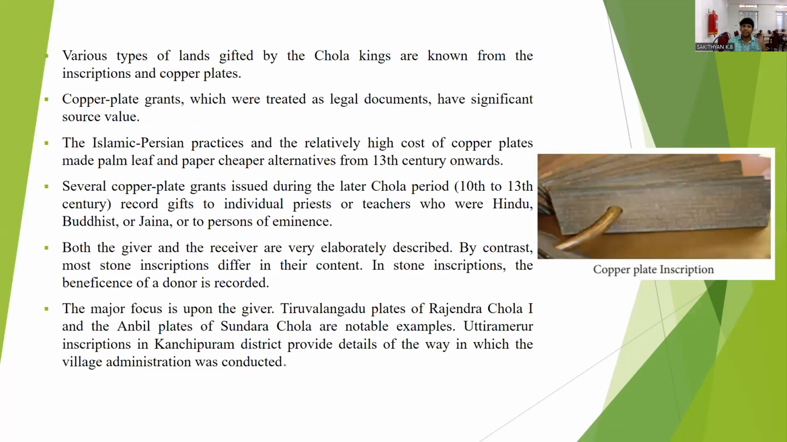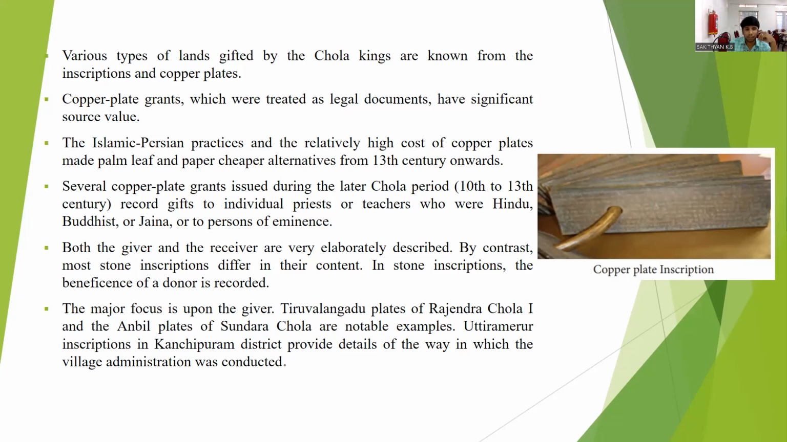Various types of lands gifted by the Chola kings are known from inscriptions and copper plates. Copper plate grants were treated as legal documents during those times. Now we have a patta, chitta, many legal documents, 100 rupee stamp paper, 50 rupee bond documents. But in the ancient time, copper plate grants were treated as legal documents, and even the ancient medieval ones have significant source value.